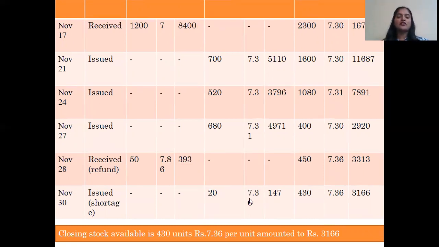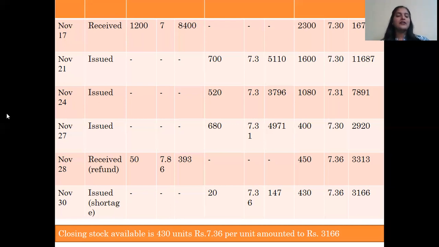What is the cost per unit? For issues, whatever the balance we already had, from that we take the cost per unit. The previous balance, how much did we have? 450. Cost per unit is 7.36. The same cost per unit is to be taken for the issues, 7.36. Calculate the amount, you are going to get 147. Now 450 minus 20, 430, and 3,313 minus 147, you are going to get 3,166. This is how we need to calculate the problem.